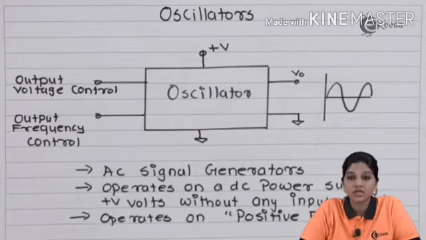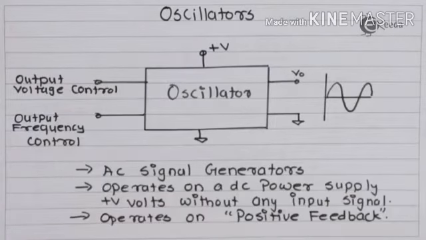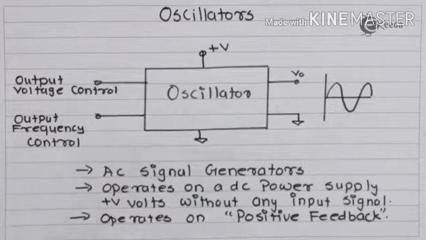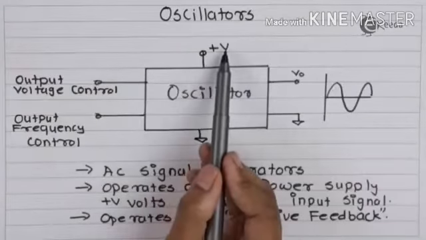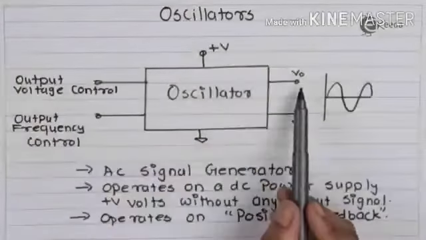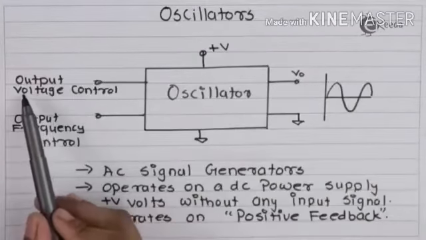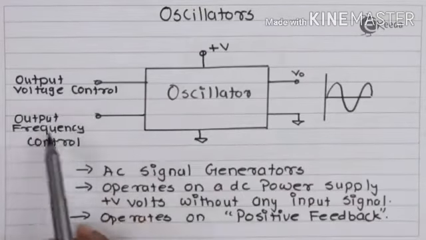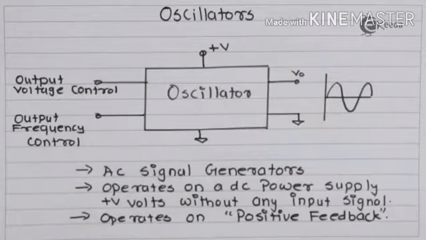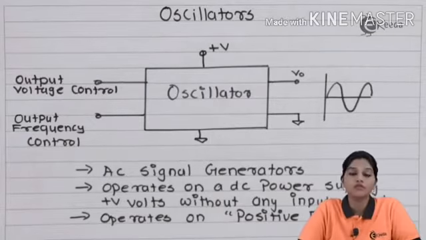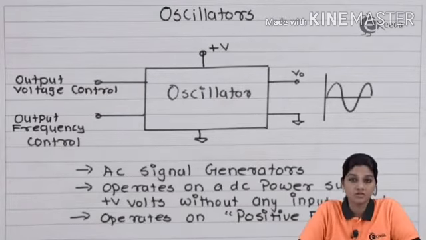So let's first understand the basic block diagram of an oscillator. If we look at the block diagram of an oscillator, we will come to know that it requires a plus DC supply of plus V volts. It produces an output and has an output control voltage and an output frequency control. Now if we look at the block diagram properly, we will come to know that in an oscillator there is no external AC input signal. Therefore, we can say an oscillator is basically a circuit which produces output oscillations without any AC input signal.